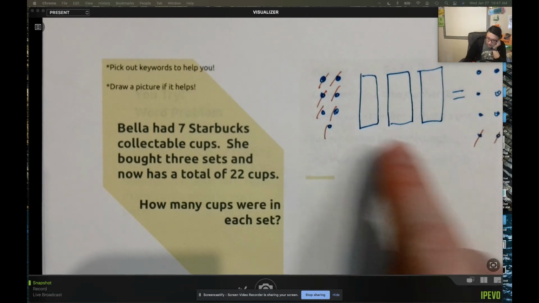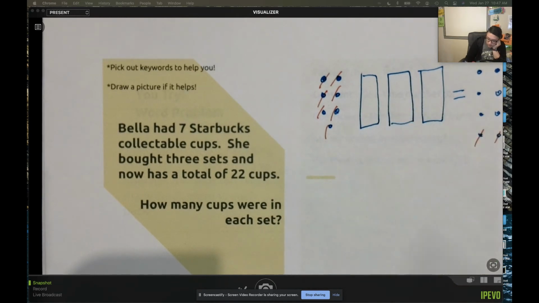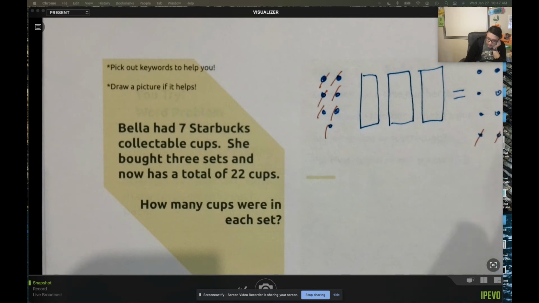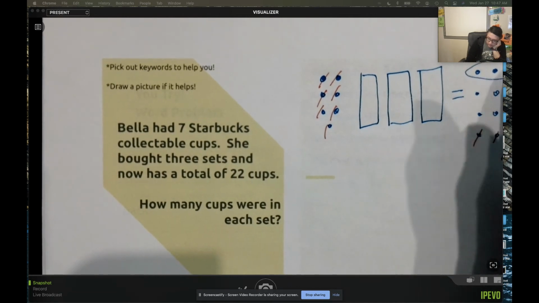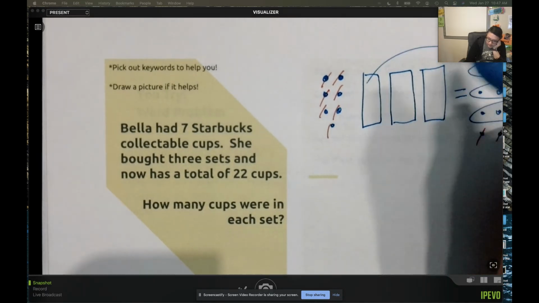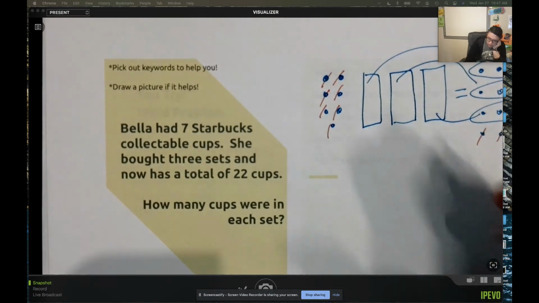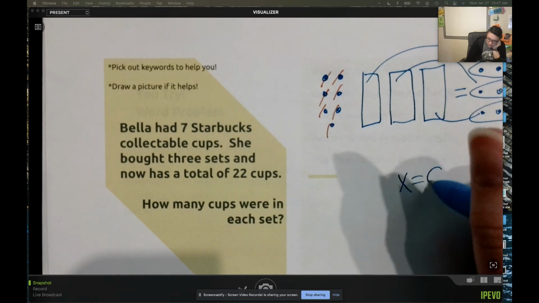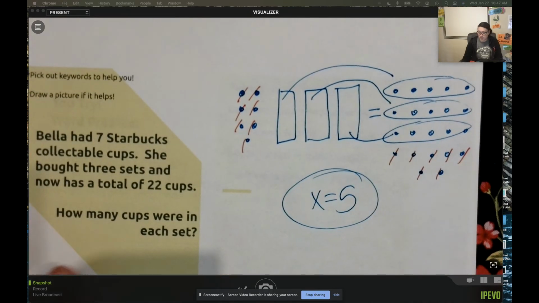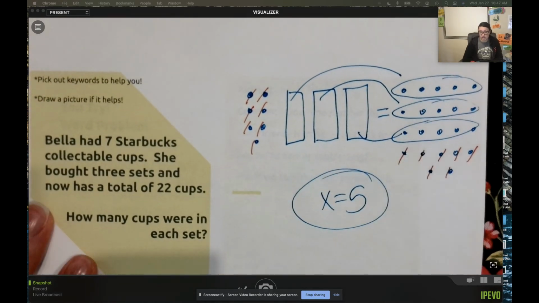And then to figure out how many is in each set, I need to break this up. 3 by 5 is 15. If I break this up into 3 groups, each one of these X's represents 5. So that means there were 5 cups in each set. That's the algebraic way, or the algebra tile way if you like algebra tiles.